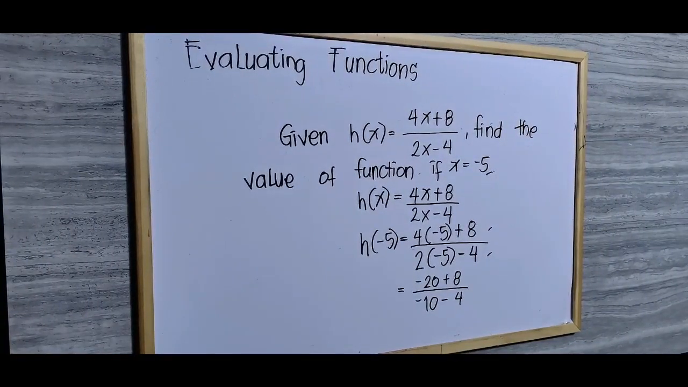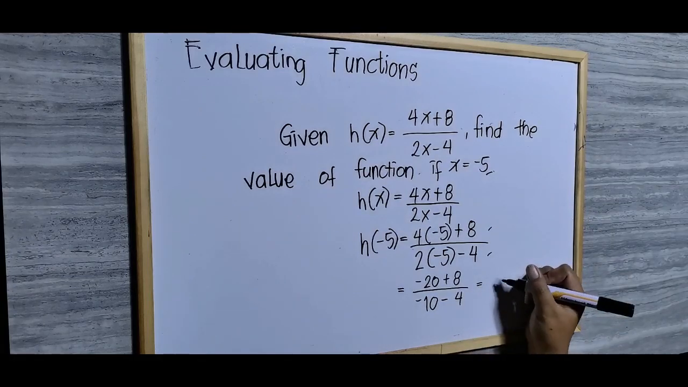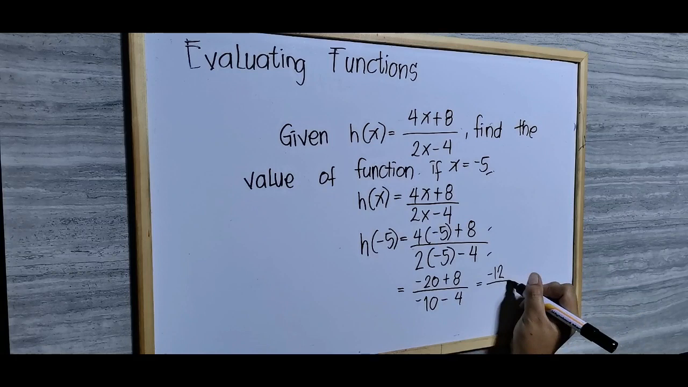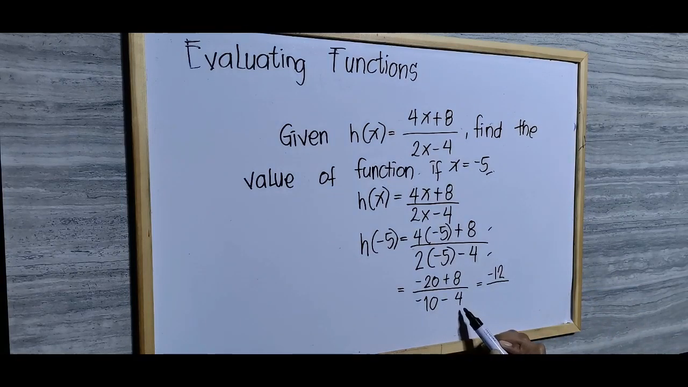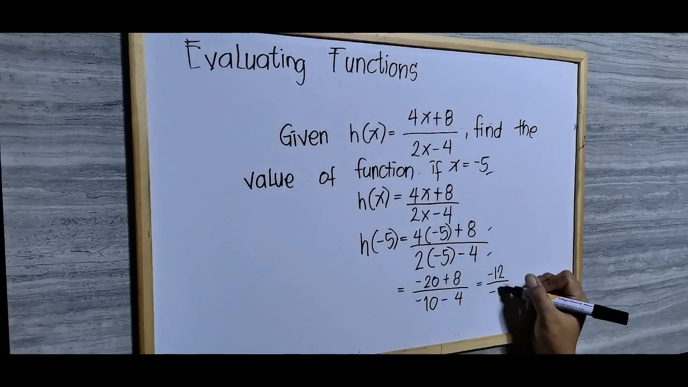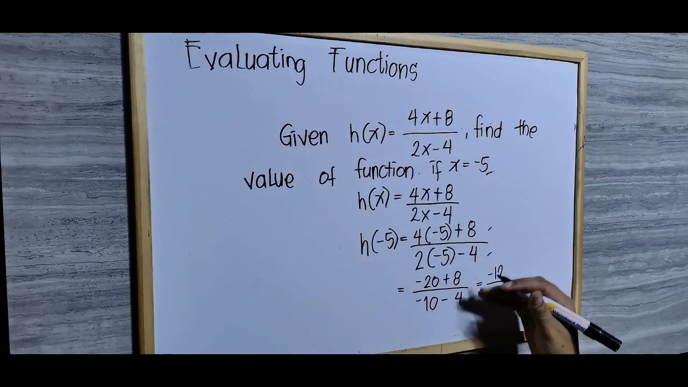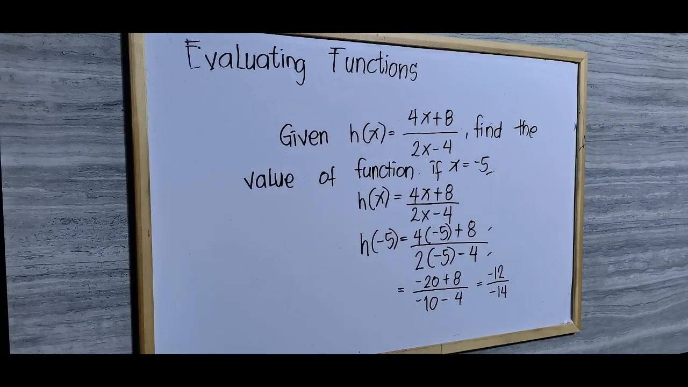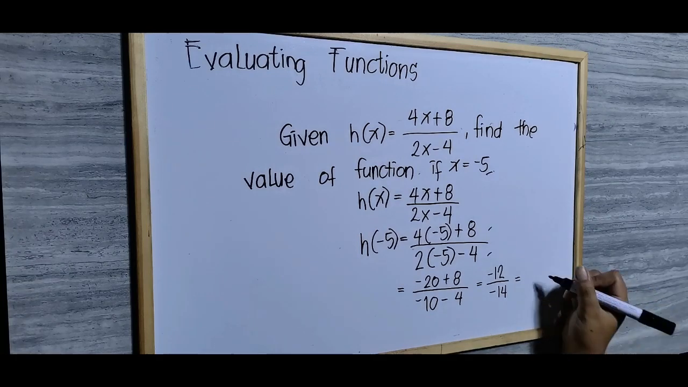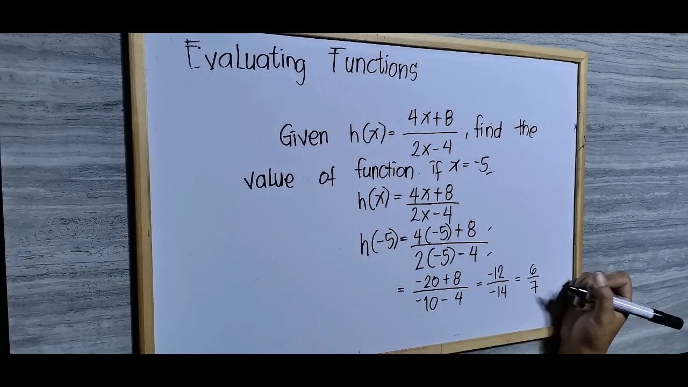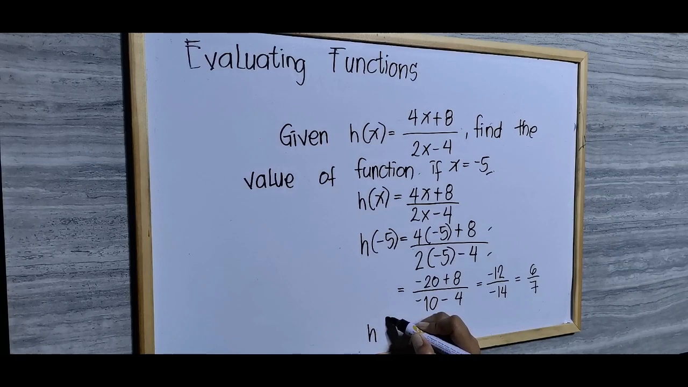Next, let us perform the operation. So, negative 20 plus 8, that is equal to negative 12. All over negative 10 minus 4, that is equal to negative 14. And now, we have to simplify our final answer. Since negative 12 and negative 14 is both divisible by 2, that is equal to 6 all over 7. So therefore, h of negative 5 is equal to 6 all over 7.